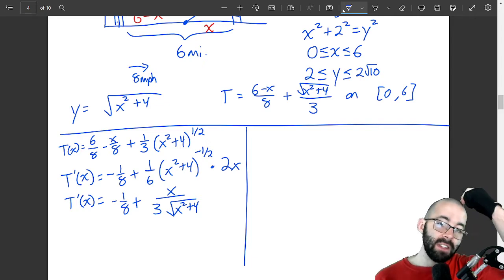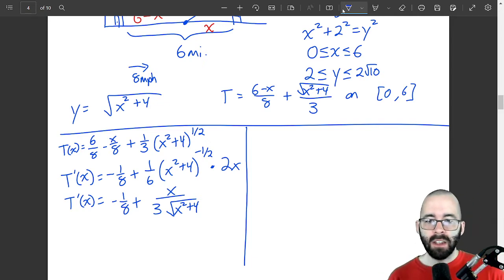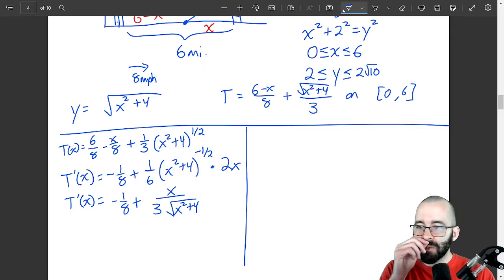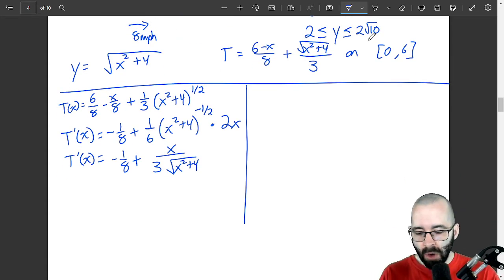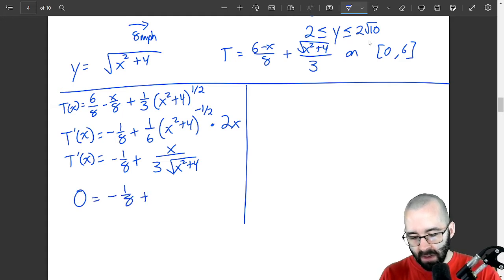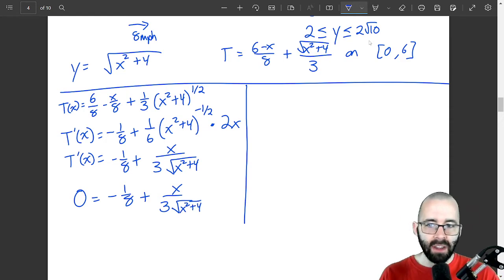So critical points are when this is undefined. It's going to be undefined when that denominator equals 0. But x squared plus 4 is never going to equal 0. It's always positive. It's always at least 2. Well, x squared plus 4 is always at least 4. Okay, so the only critical points are when the derivative equals 0. And to solve this, we'll multiply both sides of the equation by the LCD. Or you could add 1/8 to both sides.